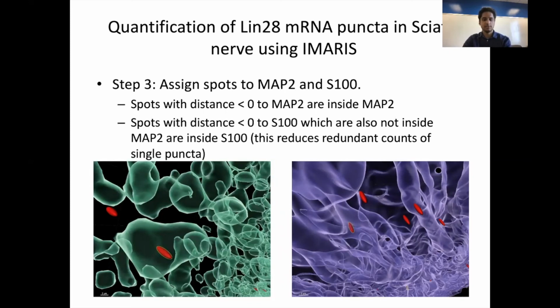However, since there was some unavoidable overlap between the MAP2 and S100 surfaces, some puncta seemingly co-localized to both surfaces. To deal with these redundant puncta, we decided to remove them from the S100 channel.